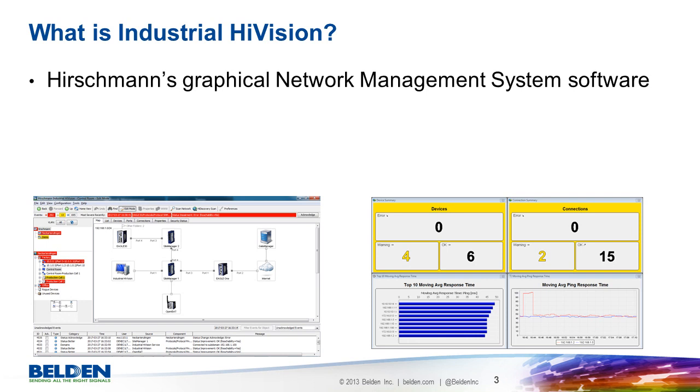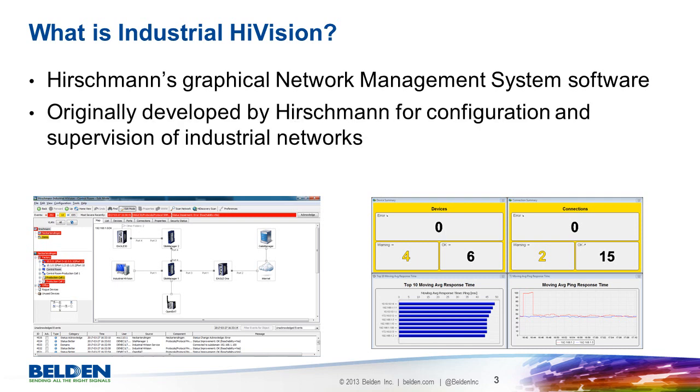Hirschmann has been manufacturing networking products for more than 20 years. As networks have increased in complexity, a comprehensive but user-friendly configuration and supervision tool has become essential. Industrial HiVision is a network management application developed in-house by Hirschmann. It's now in its third generation and it reflects years of development experience. When you try out Industrial HiVision, you'll notice that the look and feel is different to most office network management applications, whether commercial or open source.